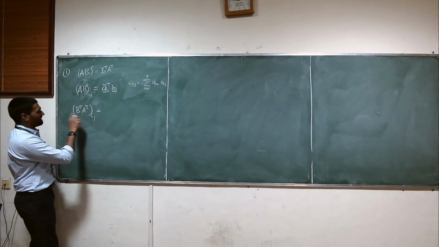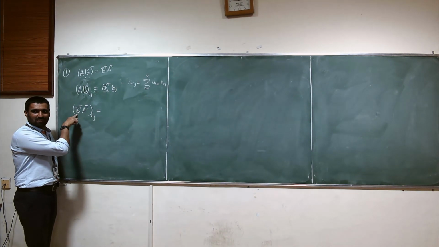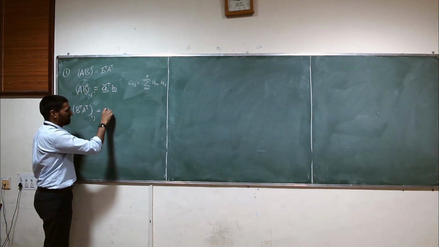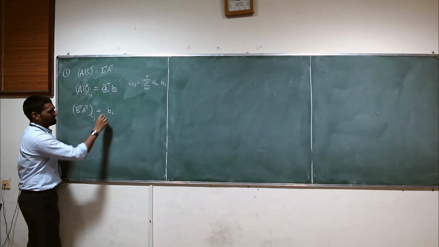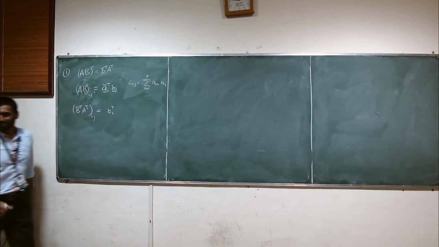Yes, okay. So what is the ith row of B transpose? It's the ith column of B, right? Okay. The transpose. Right.